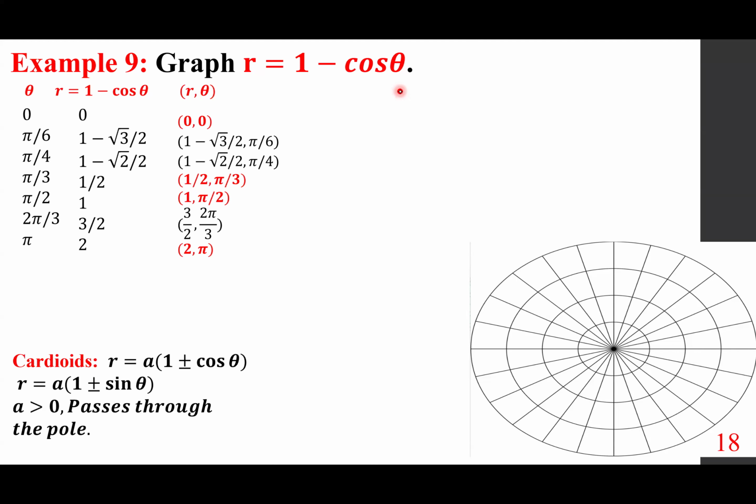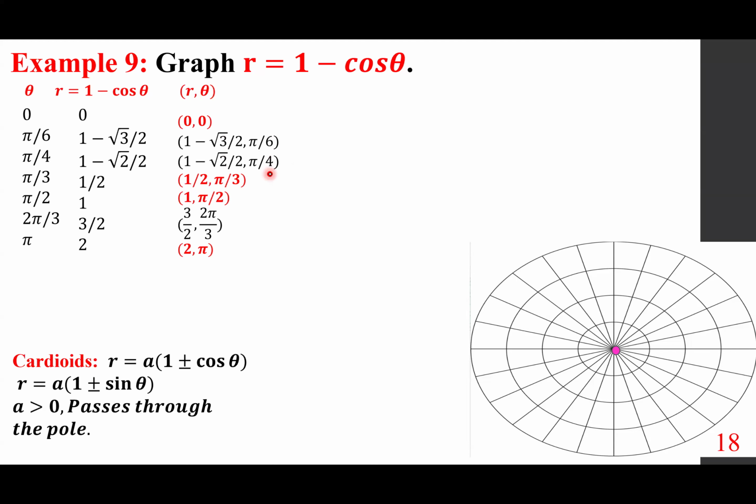So we can put 0, 0 here. Again, I don't want to go with those. If I want to go with those, square root of 3 is about 1.7, divided by 2 is about 0.85. 1 minus that is 0.15. I'm going to go with easy numbers. 1 half and pi over 3.